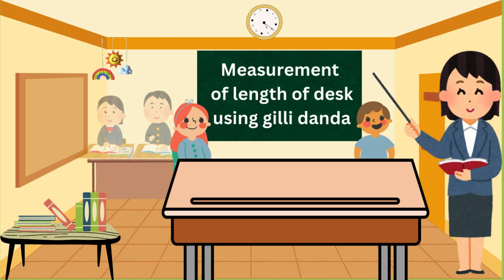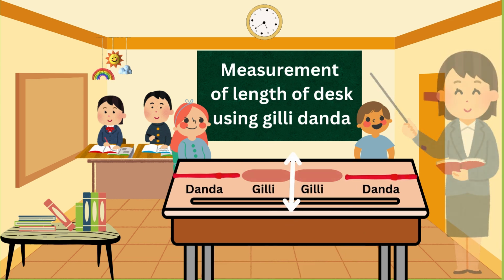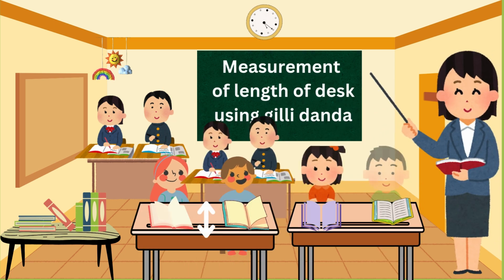Here is how they tried to measure the length of the desk using the danda and the gilli. The length of the desk is equal to the lengths of two danda and two gilli. Now they are happy by the line drawing in the middle of the desk. After a few days, the marked line gets wiped out.